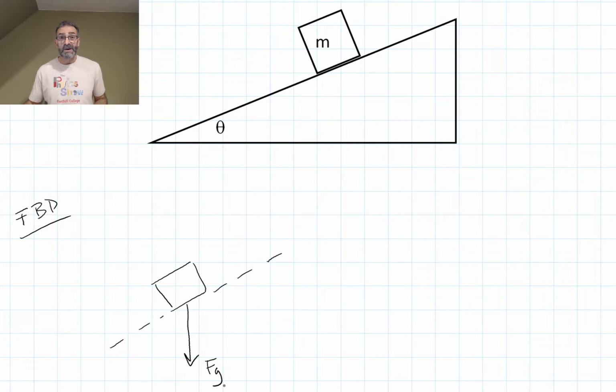And this box isn't going anywhere, so the surface must be pushing up on the box with a force equal and opposite to the force of gravity. Is that what you drew?